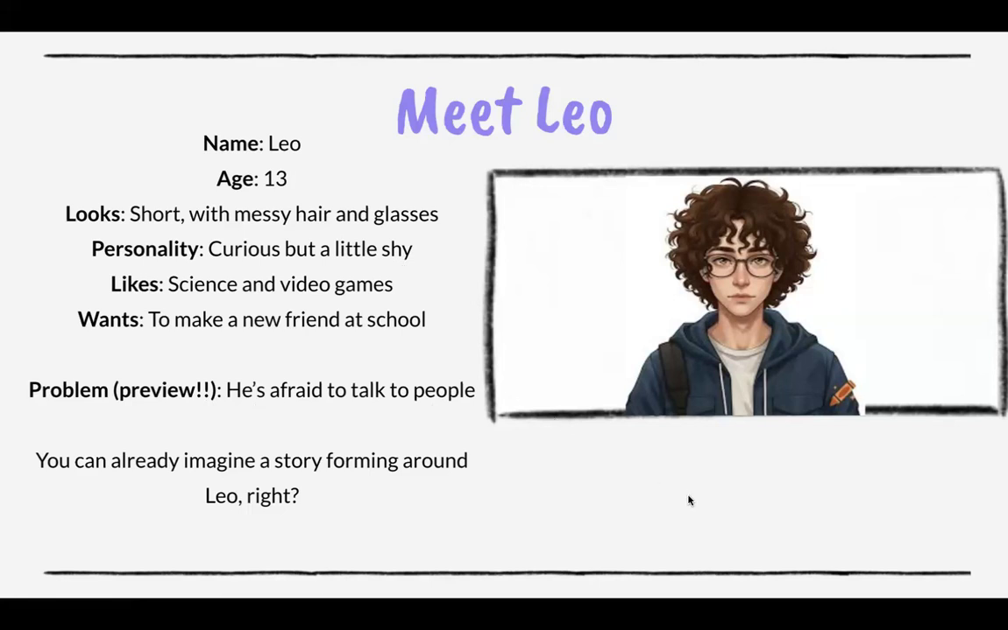So now that we've talked a little bit about Leo, you can probably already see a story forming around him. And this is what's really important. The story and the character are fundamentally connected. And so we have to develop our characters well to have a well-developed story.